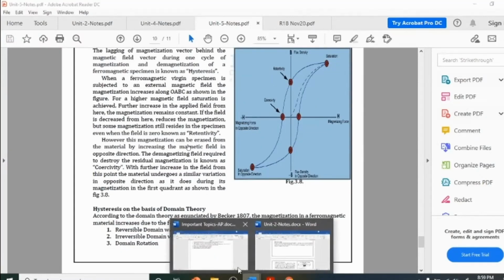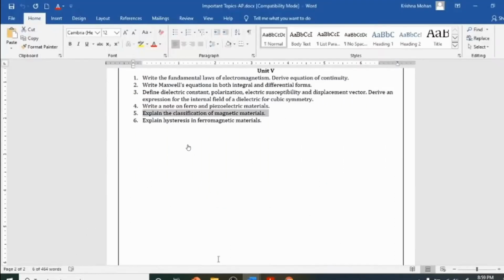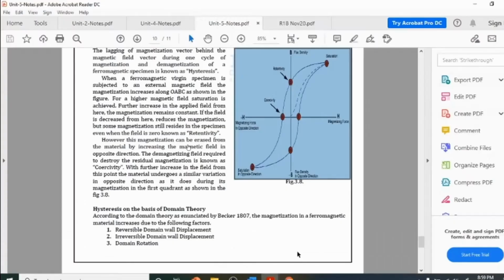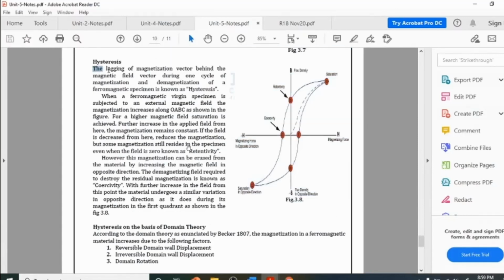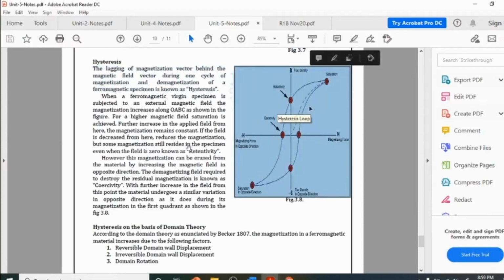Let us go back to our important questions from this unit. We have, yes, question number 6: explain hysteresis in ferromagnetic materials. Hysteresis is a process in which the magnetization vector lags behind the applied magnetic field vector in a ferromagnetic specimen. That is what we call hysteresis. So here I have written: the lagging of the magnetization vector behind the magnetic field vector in one cycle of magnetization and demagnetization is what we call hysteresis. If you have the idea and this particular diagram, then you can easily get marks.